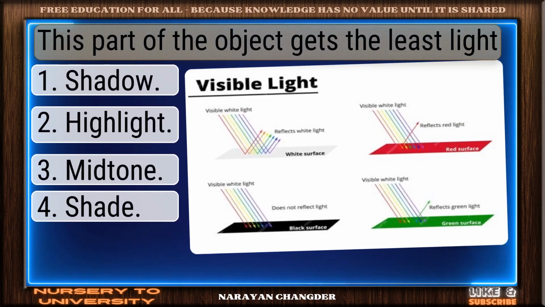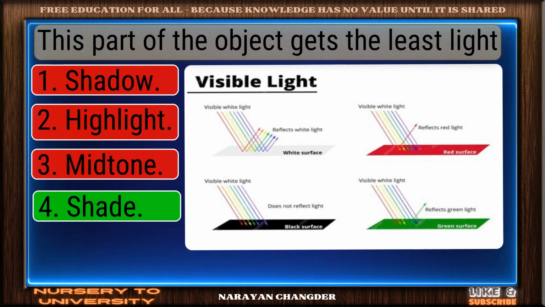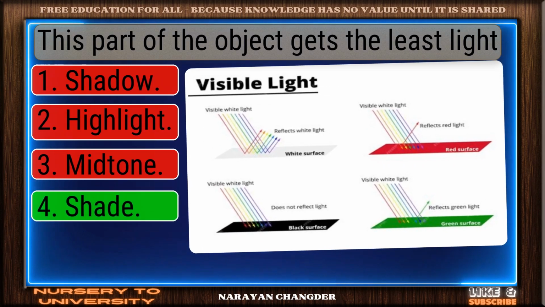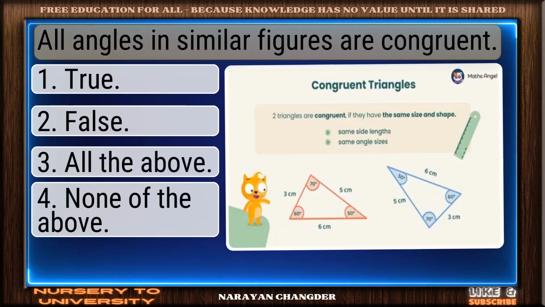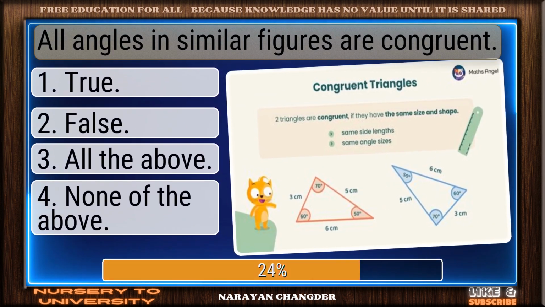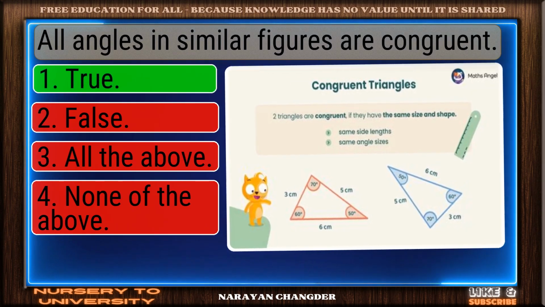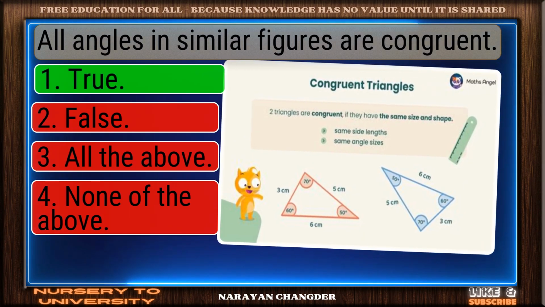This part of the object gets the least light. Solid response. Shade is a valid choice. All angles in similar figures are congruent. On track. True is the correct answer.